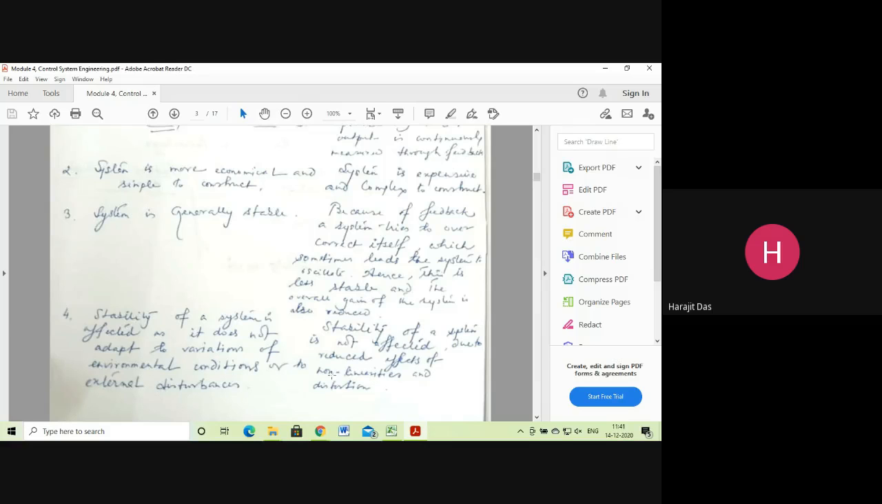So it is on the basis of non-linearities and distortion. Here it is on the basis of these non-linearities and distortion for this stability. This is not the overall stability; this is stability against these non-linearities and distortions.